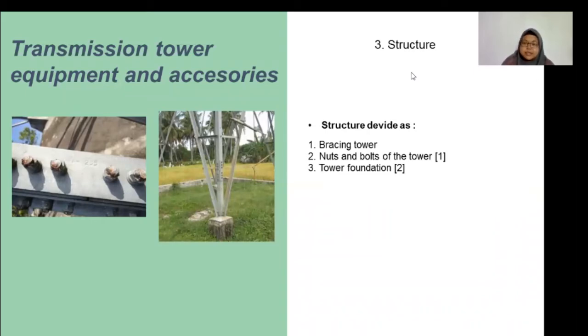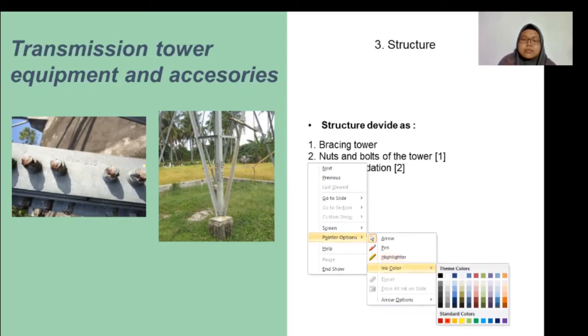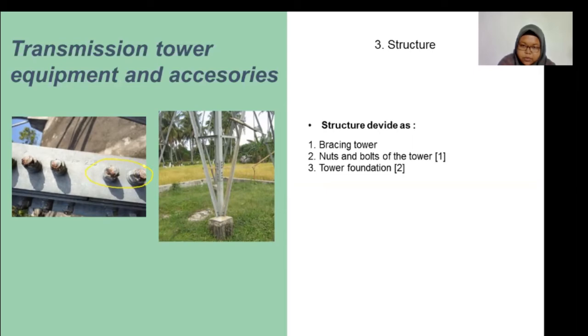Number one is bracing tower. It means a kind of tower that we have discussed before. And the second is nuts and bolts of the tower. These are the accessories of the transmission tower, and the function is to unify the bracing so the tower construction can be established.